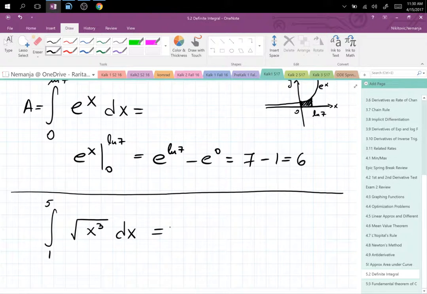I mean, that's a constant, right? And what's the derivative of a constant? 0, so it doesn't matter.